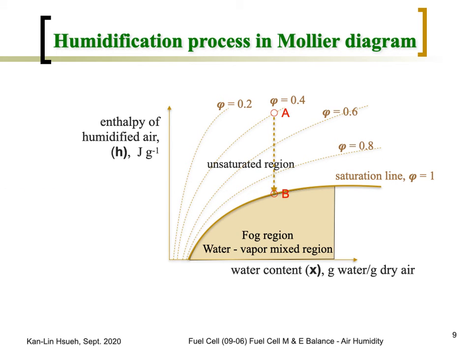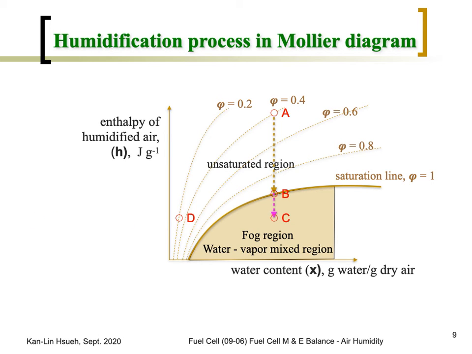Then at this borderline, if you keep reducing the air temperature, it will precipitate the water out from the air. And this one, B, is the dew point. The temperature at B will be the dew point. And going to C, it will end up in the fog region, where the air maybe contains some water droplets inside.